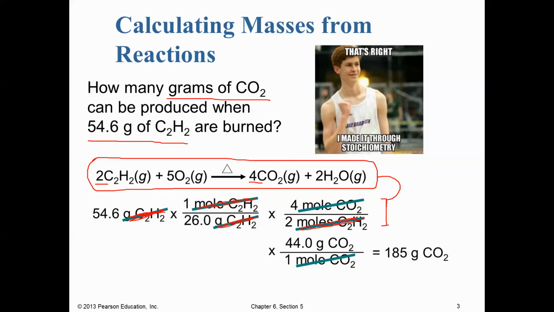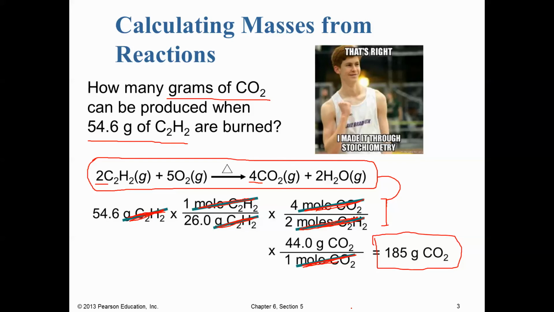And then finally we're asked for grams of CO2, so we're going to use our molar mass of CO2, which we again get from the periodic table. It's the mass of a carbon and 2 oxygens. So it's about 44.0 grams of CO2 in every mole. So that cancels that right there. We crunch all our numbers and we end up with 185 grams of CO2 being formed by this reaction.